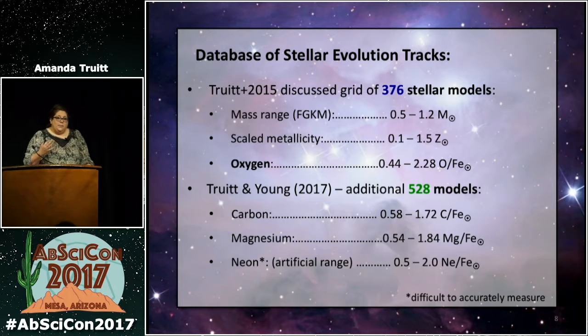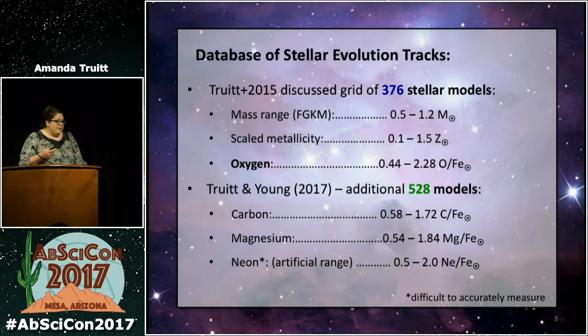For the database that I put together for the stellar evolution tracks, in my 2015 paper I discussed a grid of 376 models that range from 0.5 to 1.2 solar masses. It has a scaled overall metallicity relative to the sun, scaling all the elements proportionally from 0.1 to 1.5 solar metallicity, and then specific oxygen abundance values ranging from 0.44 to 2.28 solar oxygen.